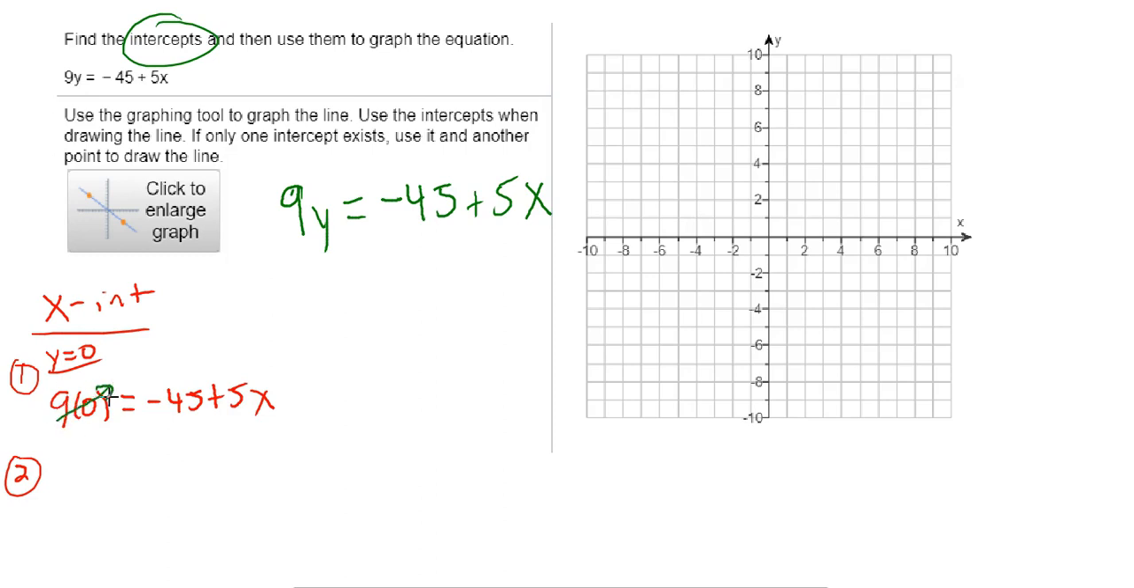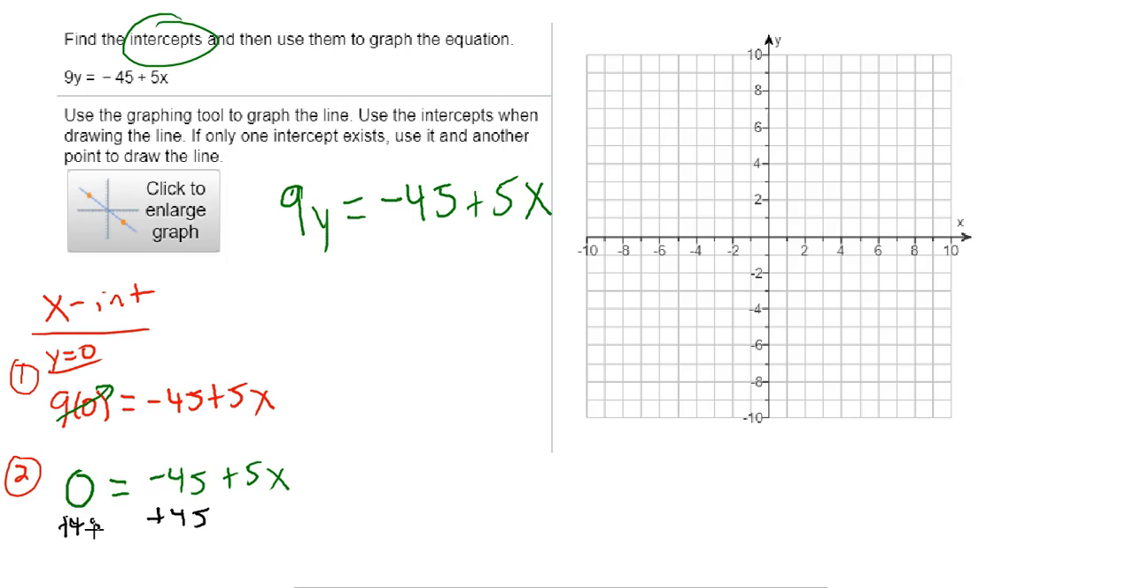So 9 times 0, that's just going to go away. It's just going to equal 0. But because nothing is left on the left-hand side, we'll have to use 0 as a placeholder there. So we'll have 0 equals negative 45 plus 5x. And then we just solve for x from there by adding 45 to the other side.